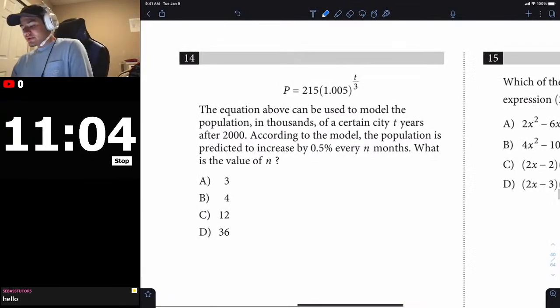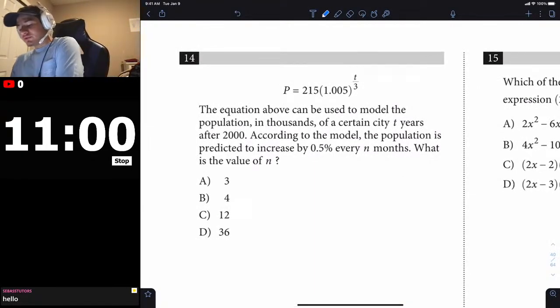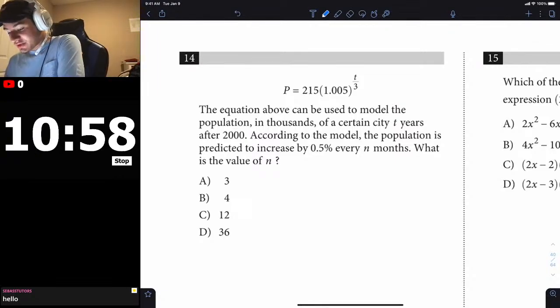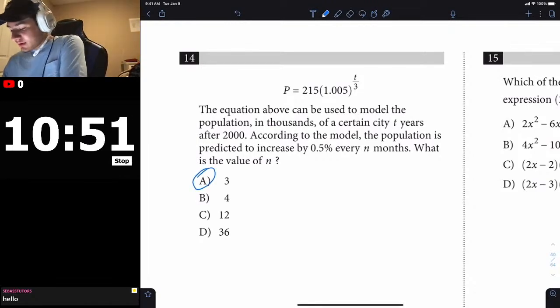Alright, the equation above can be used to model the population in thousands of a certain city 2 years after 2000. According to the model, the population is predicted to increase by 0.5% every n months. What is the value of n? 3. I don't even have to do math to tell you that.